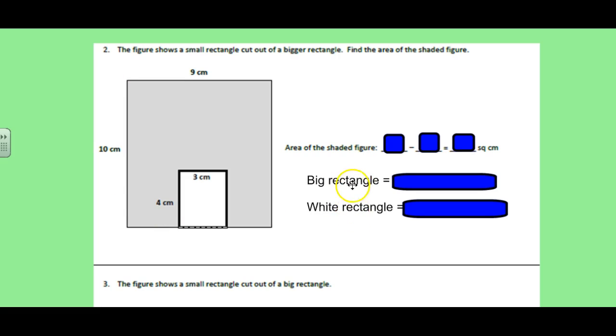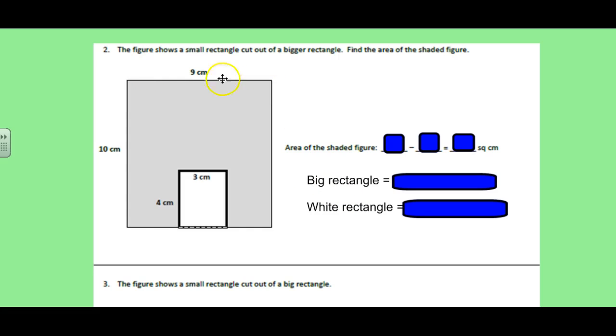So that's why I put this right here on the paper, because I do want you to go ahead and write this on yours as well. I want you to put the big rectangle equals, and I want you to put the white rectangle equals. And then we're going to write down the area of both of those to help us solve this equation up here. So go ahead and get this written on your paper and push play when you're ready to move on.